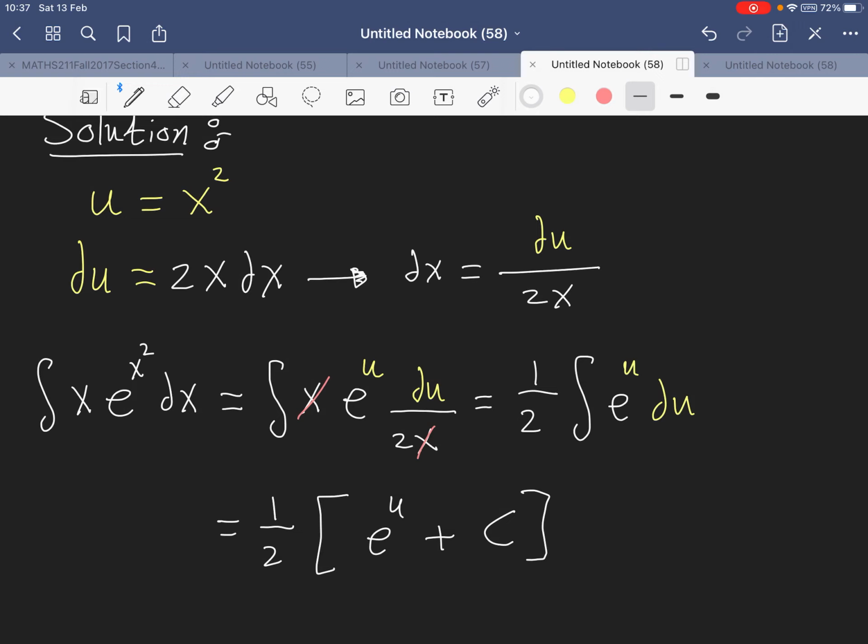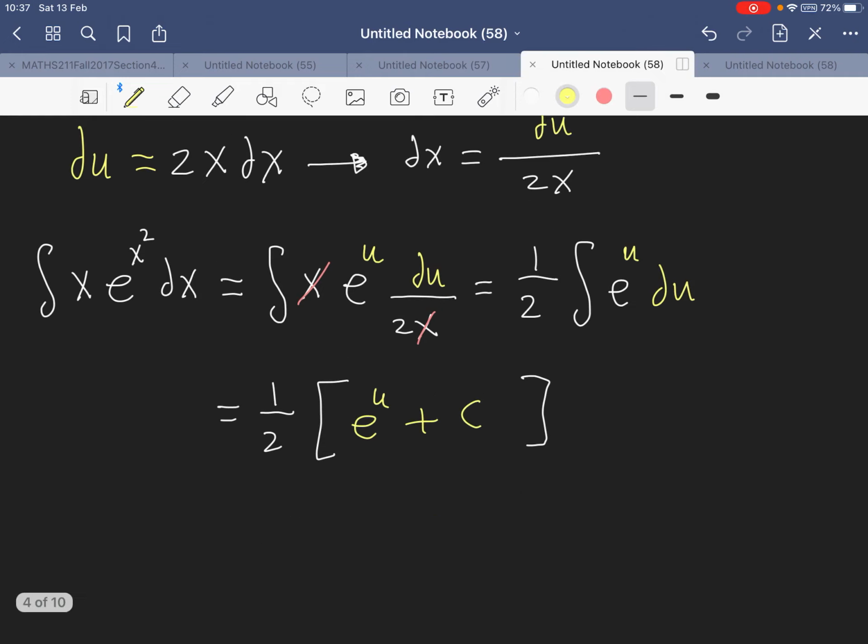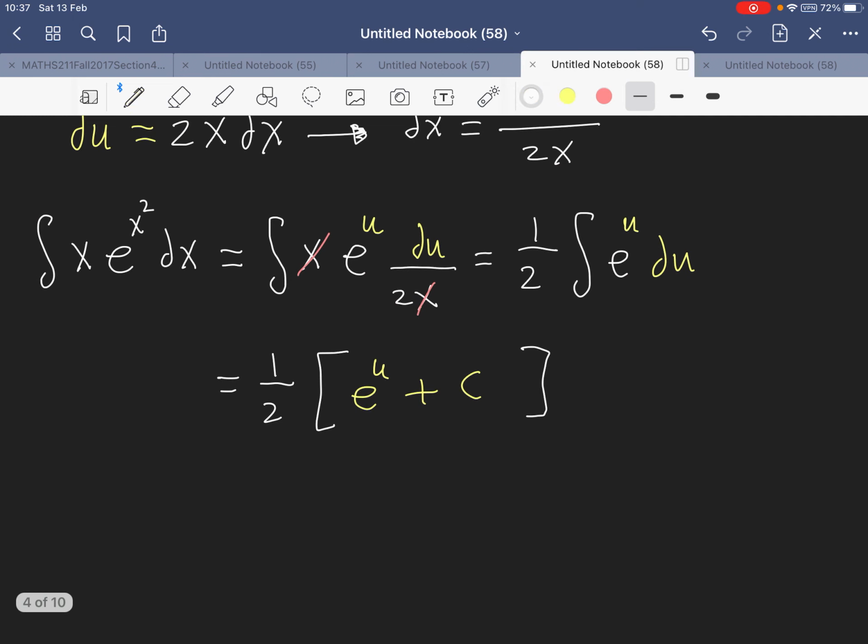And the last step is we have to return this back into x. We don't keep it as e to the u plus c, we need to return it back into its origin, which is 1 over 2 e to the x squared plus c. And that's the final answer.